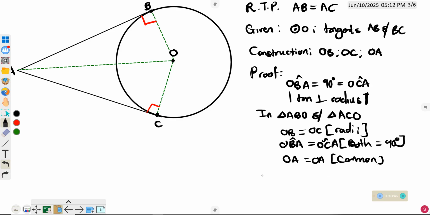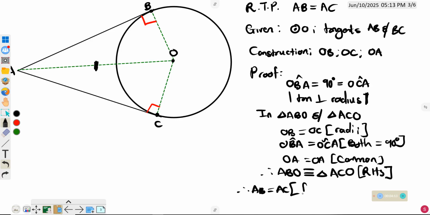Then we can conclude that triangle ABO is congruent to triangle ACO. The reason for this is right angle, hypotenuse, side, because we have the hypotenuse as the common side, and we also have a 90 degrees. Therefore, now that we've proved the two triangles are congruent, it means that side AB will be equal to AC. This comes from congruency. Okay, so that's the proof.